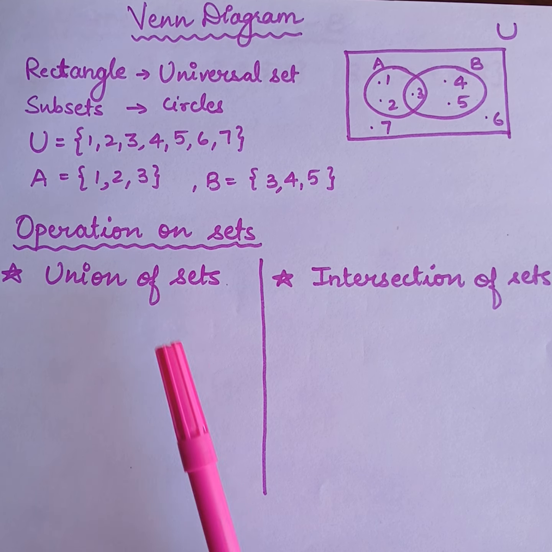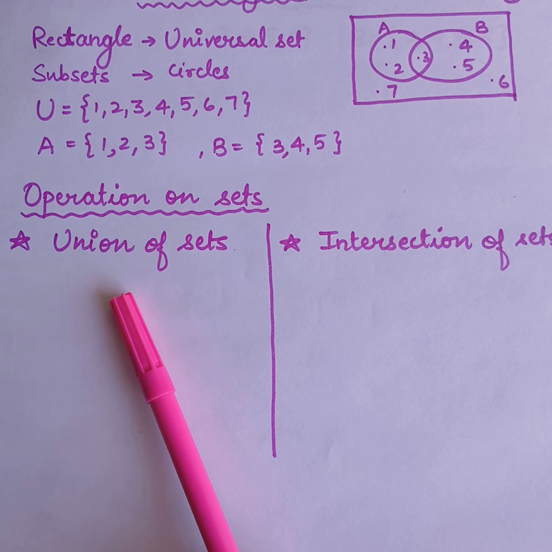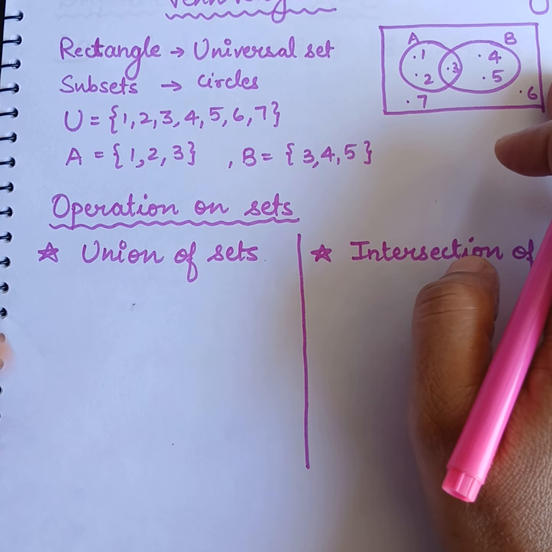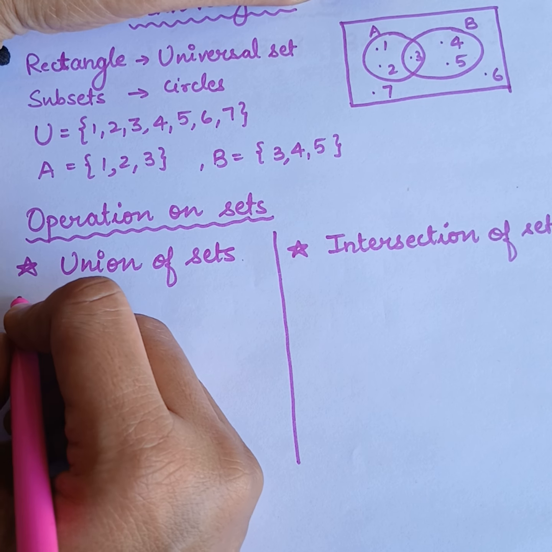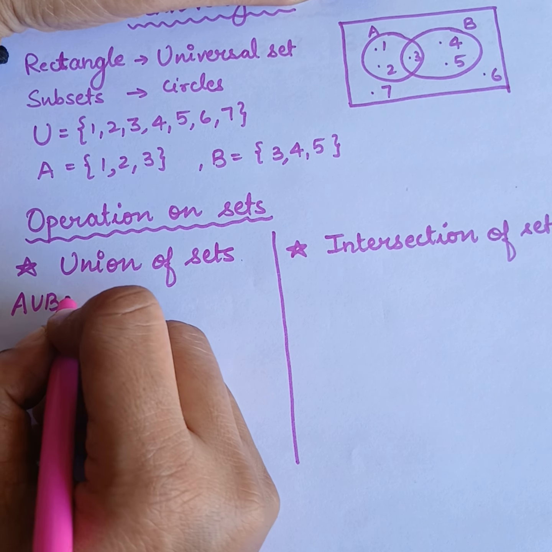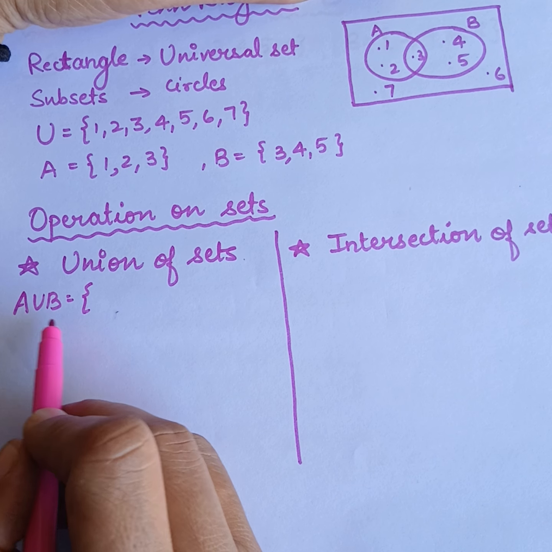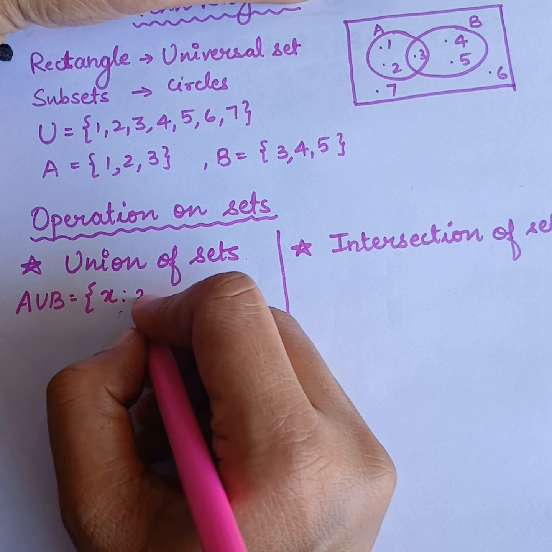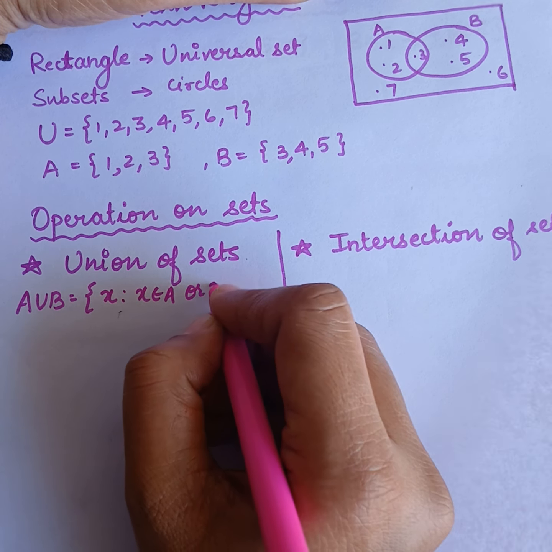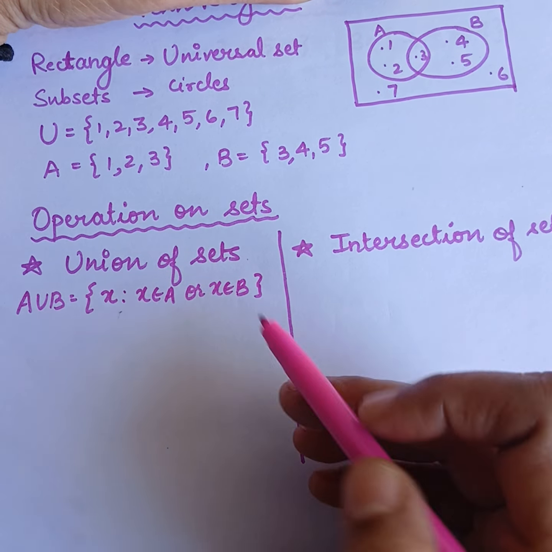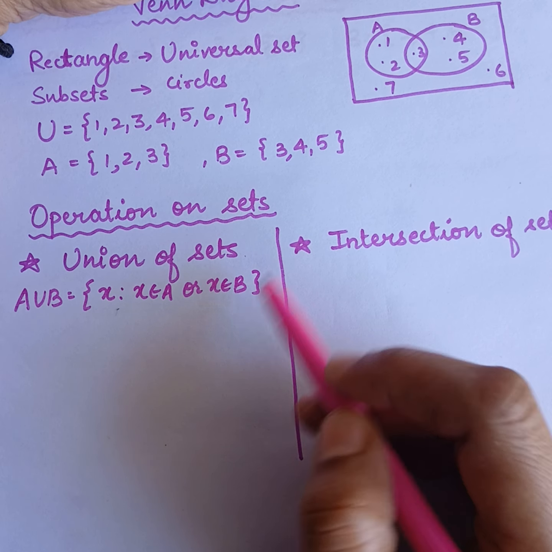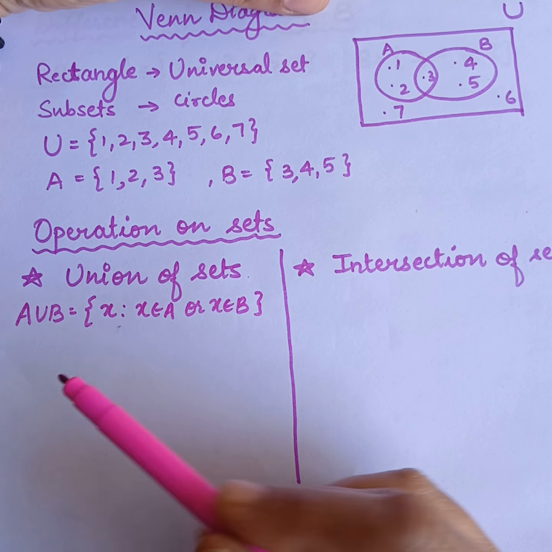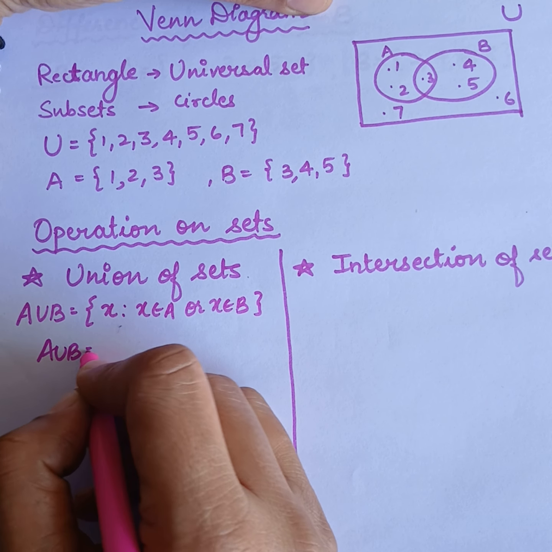Now the next is operations on sets: union of sets and intersection of sets. What do we mean by union of sets? Union of sets will be written as A union B. If I want to write it in set-builder form, it should be written like this: A union B is the set of X such that X belongs to A or X belongs to B. It means all the elements which are there either in A or B will come under A union B.